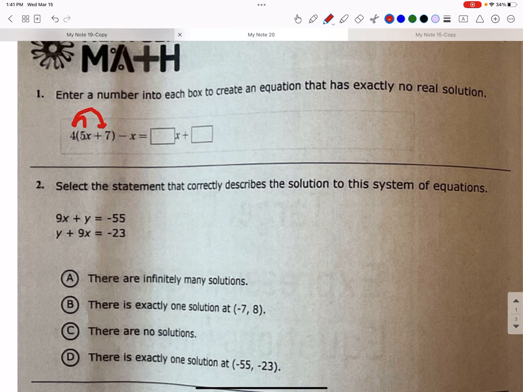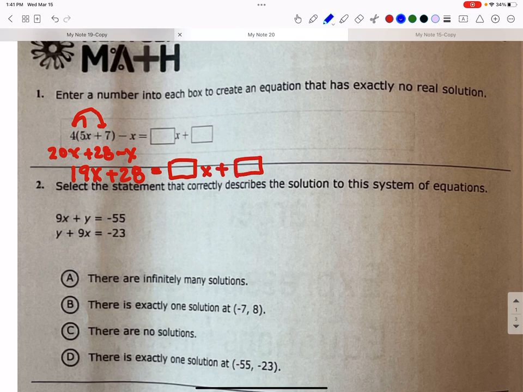Okay, first, what do we have over here? We have 4 times 5x, which is 20x. We have 4 times 7, which is plus 28. And then we have minus x. So really what we have on this side is 19x plus 28. Okay, so we have some other side, right?